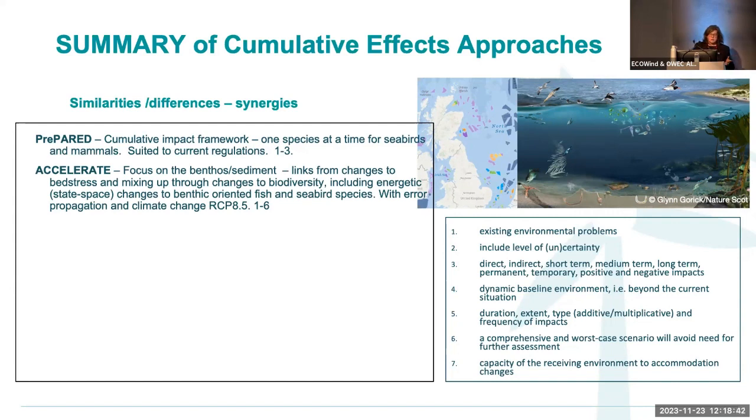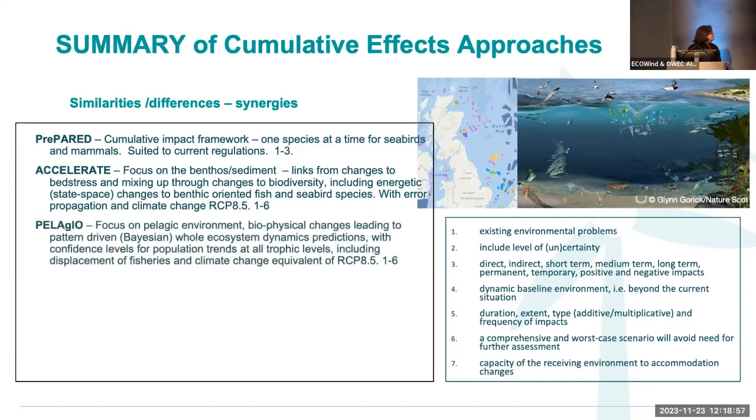It actually includes an energetic state base to it that looks at benthic organisms and seabird species. And there's air propagation through the whole way. And they'll be looking at climate change 8.5. And I'm giving them then ticks 1 to 6. Pelagio, focusing on the pelagic environment.